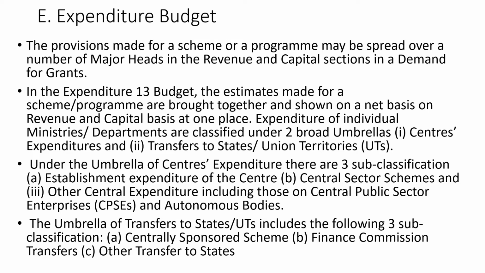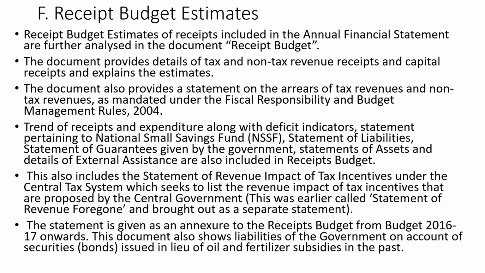Then in the next classification, that means the transfers made to the states, we have centrally sponsored schemes, Finance Commission transfers, and other transfers to the state governments.